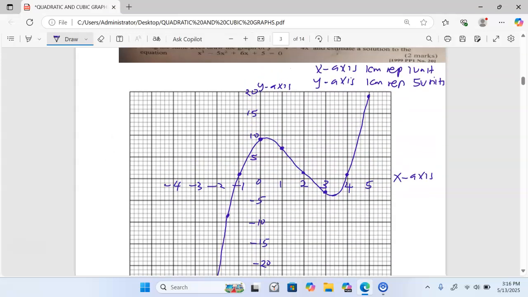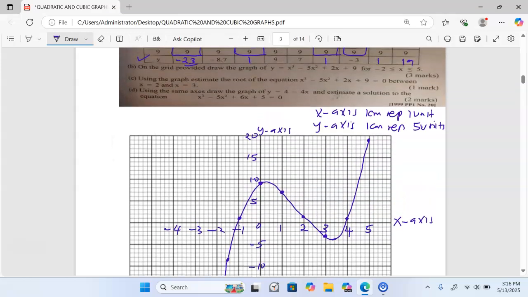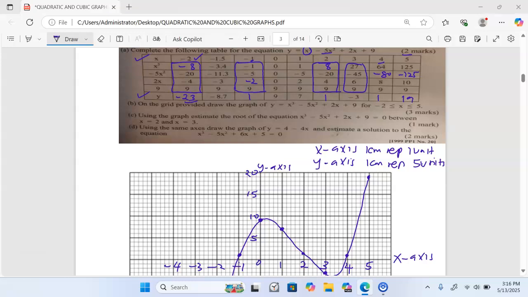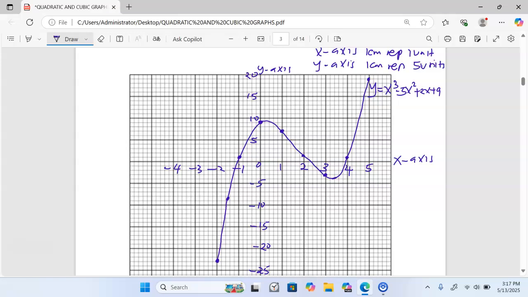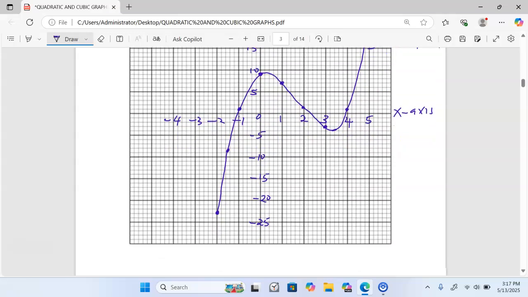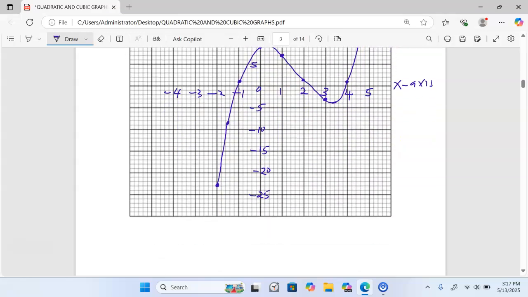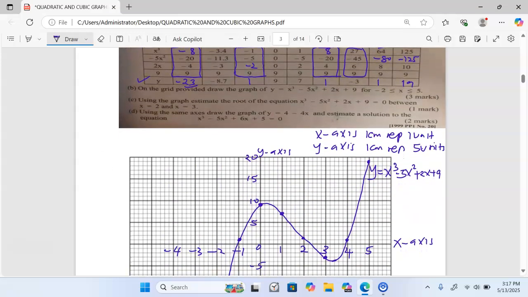And again, it's very necessary that after drawing your curve, you label your curve. In this case, the name of our curve is y equals x cubed minus 5x squared plus 2x plus 9. And by so doing, now you have your full marks on plotting, drawing that smooth curve there, and also naming your curve. Having done that, we now move to part C.